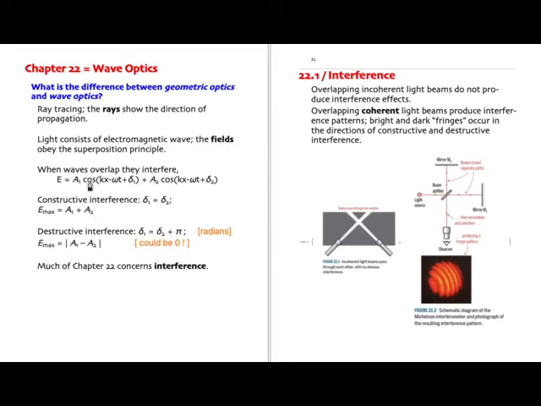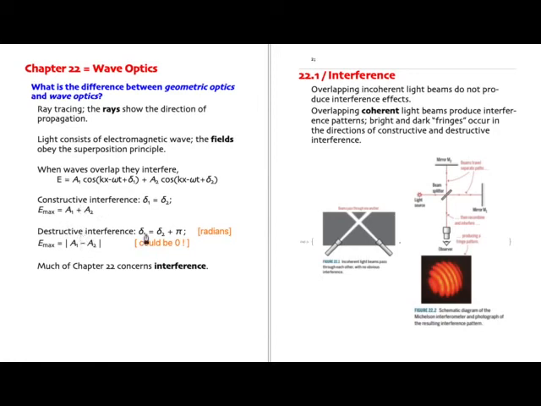So take both A1 and A2 to be positive. That means the combined wave has an electric field which is larger than either E1 or E2. Remember the energy or the intensity goes like the field squared. So if A1 and A2 were equal, the electric field would be larger by a factor of 2, and the energy would be larger by a factor of 4. That's constructive interference.